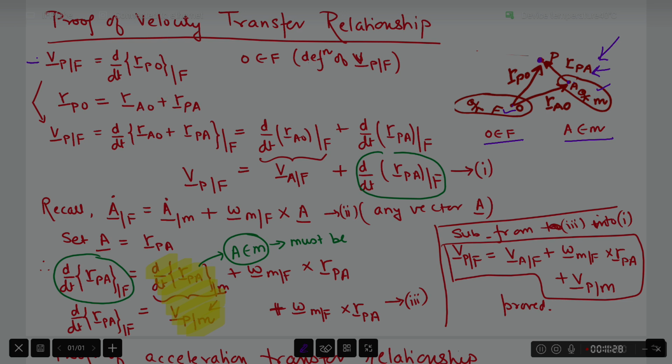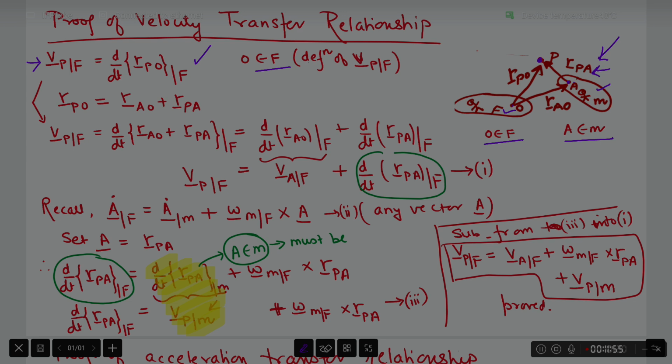So to derive the velocity transfer relationship, I start with the very definition of VPF, which is written here. It is the rate of change of the position vector of P with respect to F, where the position vector is being measured from a point O which has to be fixed in F. This is the very definition of VPF.